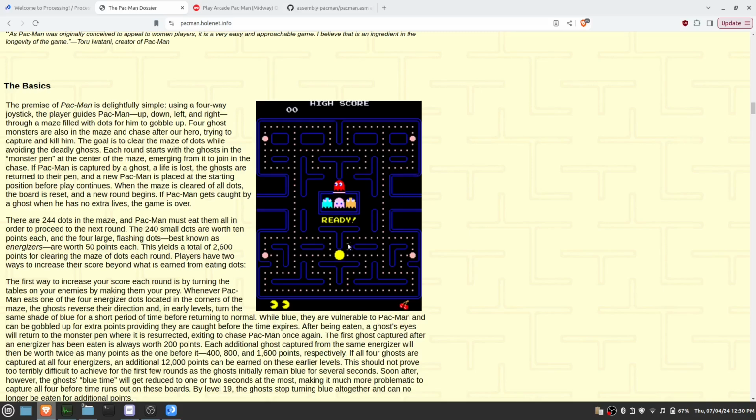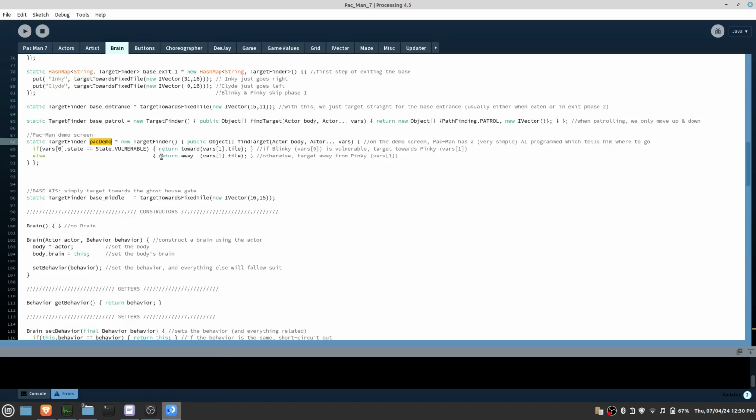Instead, here they just had the game running with all the ghosts still having their AI, and Pac-Man using a specific AI they made. It's not very intelligent at all. Basically, I think the entirety of it is: if Blinky is currently edible, then you move towards Pinky. Otherwise, you move away from Pinky.